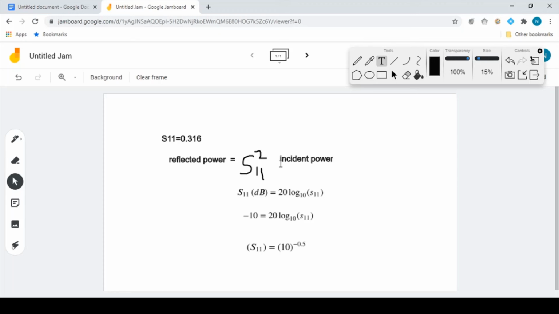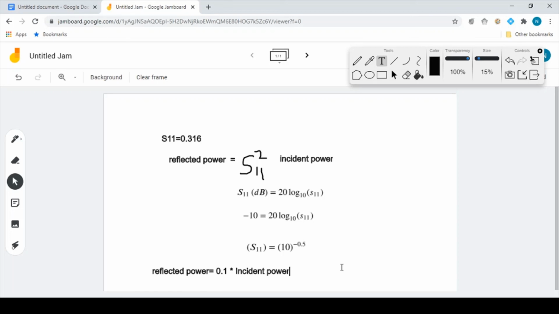Now when I put this, the reflected power will be equal to 0.1 into the incident power, and as we are aware, the total power is equal to the incident power plus the reflected power.